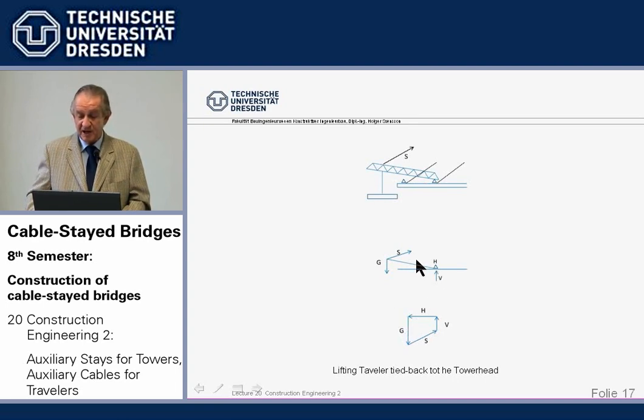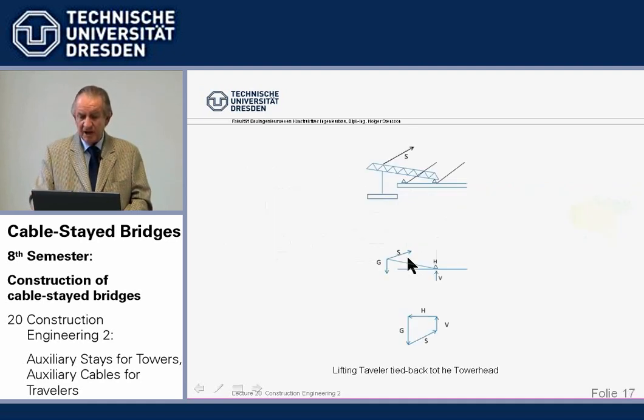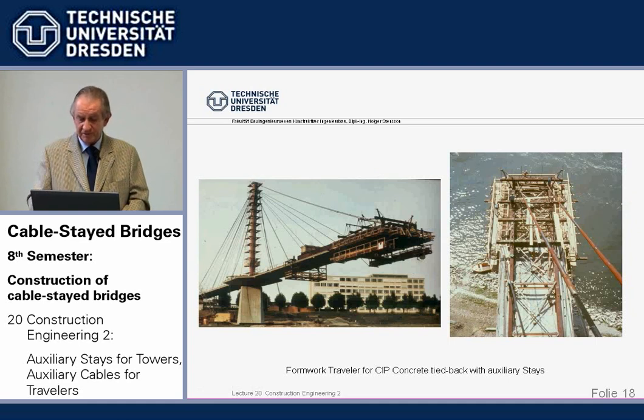Just a little remark, not shown here, is an important horizontal component of this auxiliary cable. That's what we have to pay for. And it's not easy to take this heavy auxiliary horizontal component into the beam. It was done here with a big shear lag and post-tensioning. Not easy. Okay, this is lifting a traveler off the supports.